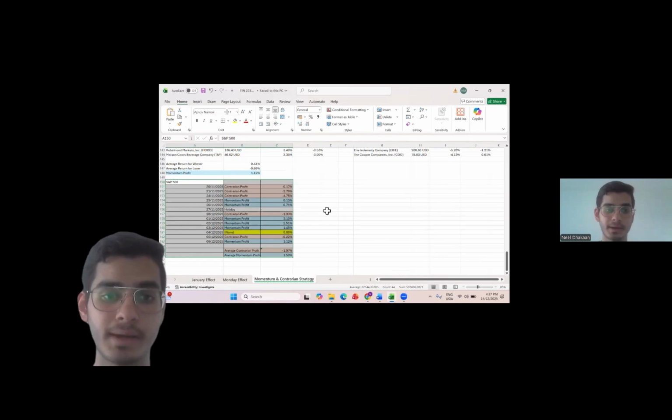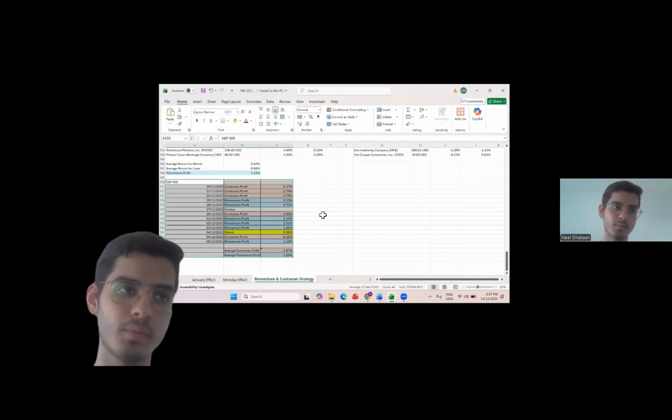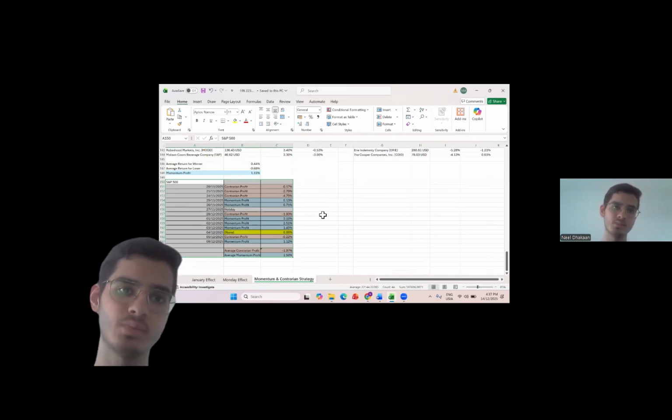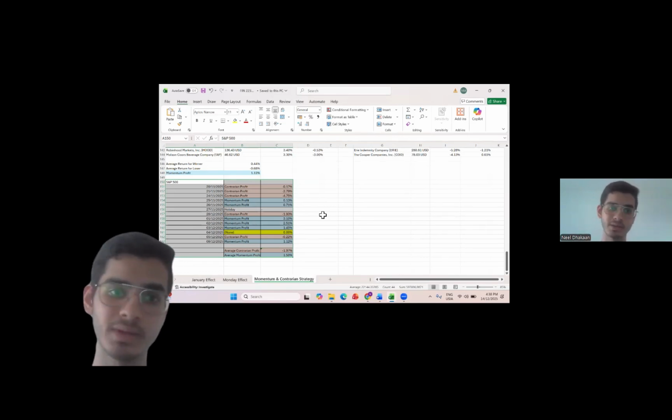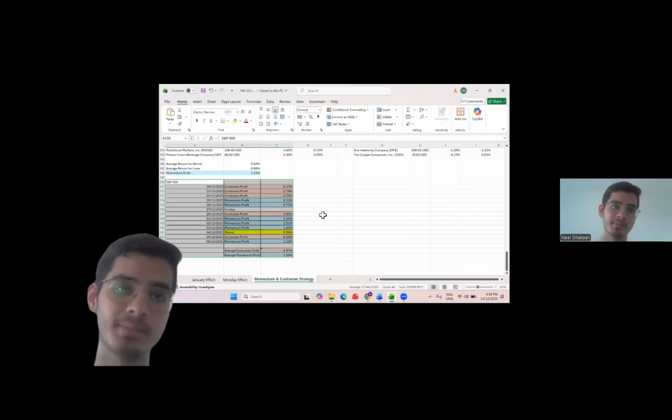So momentum is when you buy a stock. Let's say you look at the top five winners and the top five losers. You buy the winners with the expectation that the price will keep going up, and you sell the losers with the expectation that the price will keep going down. But contrarian is when you expect that the price will reverse, so winners will come down and losers will come back up.